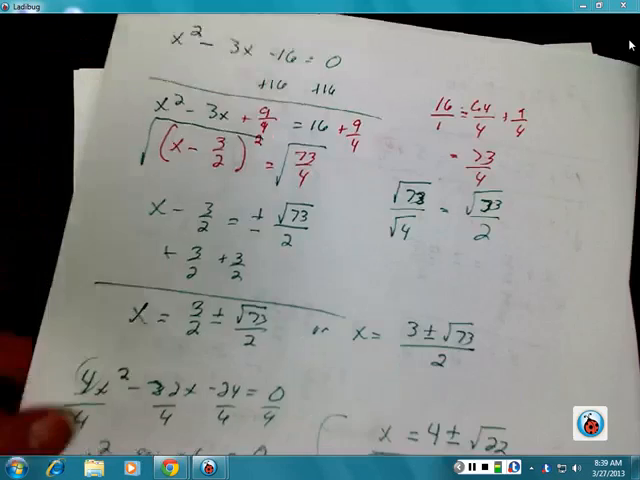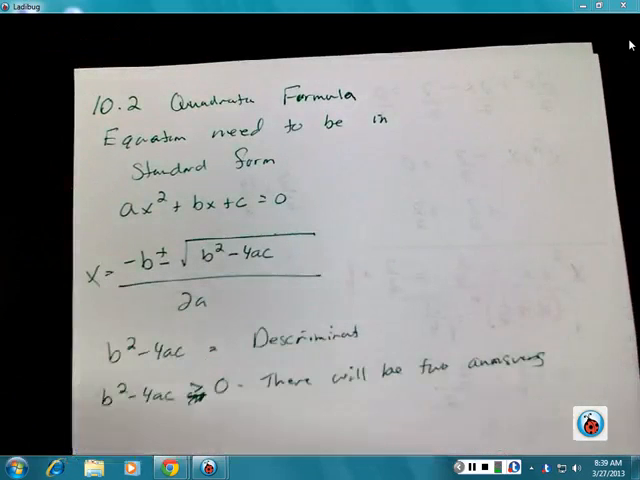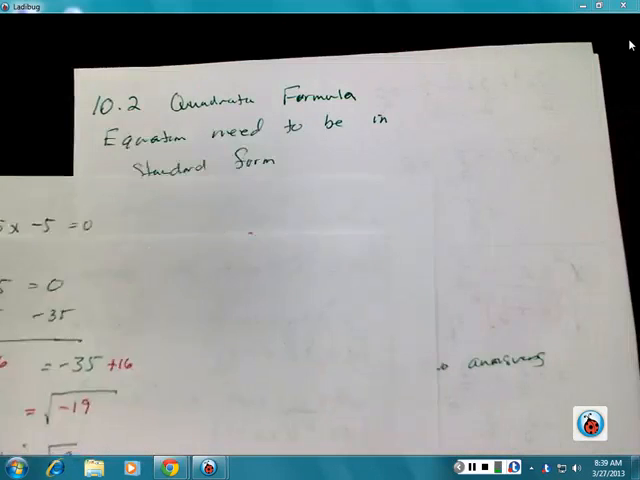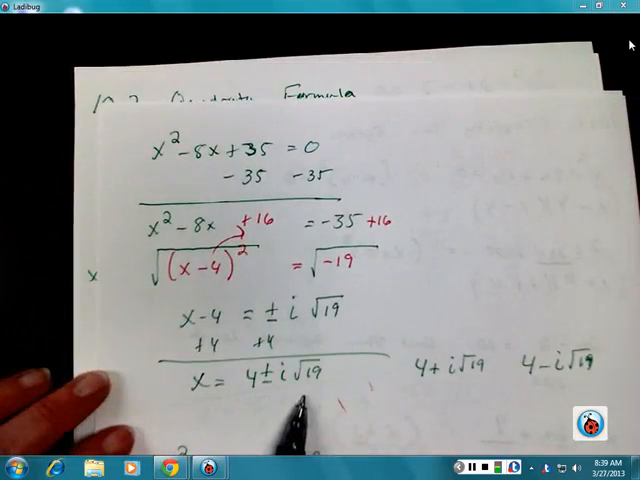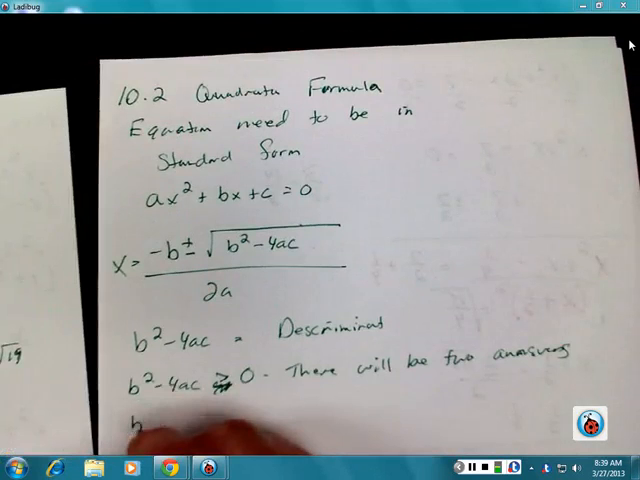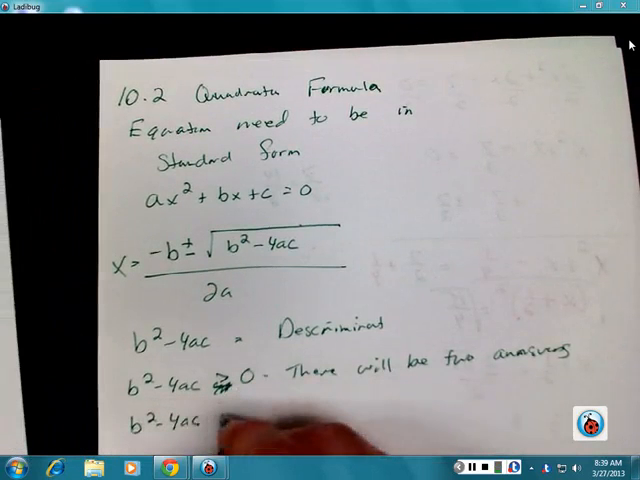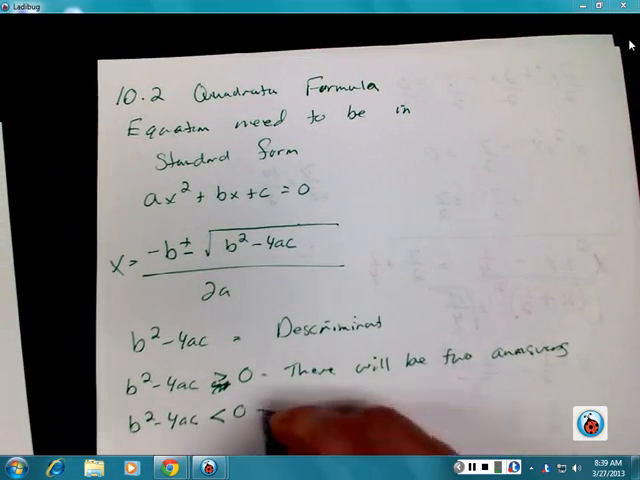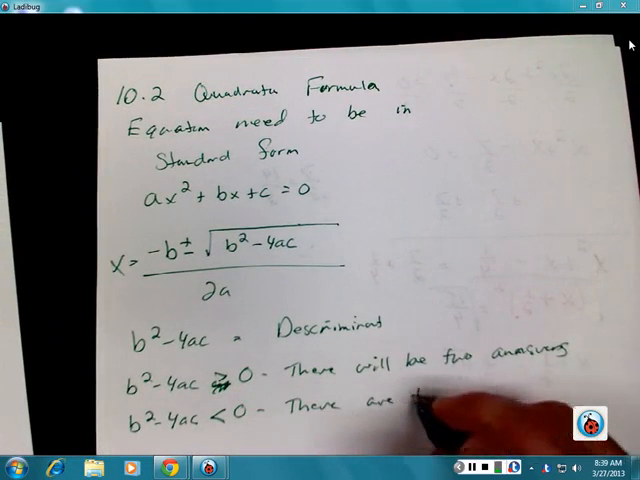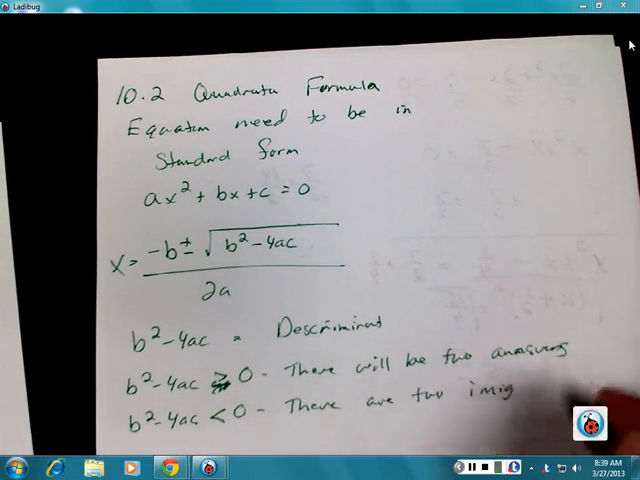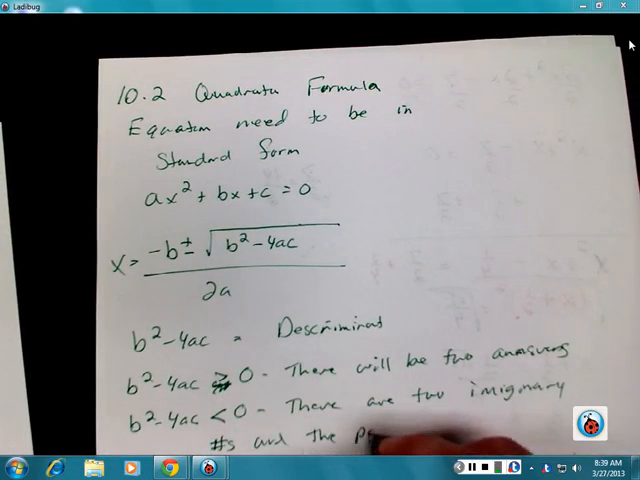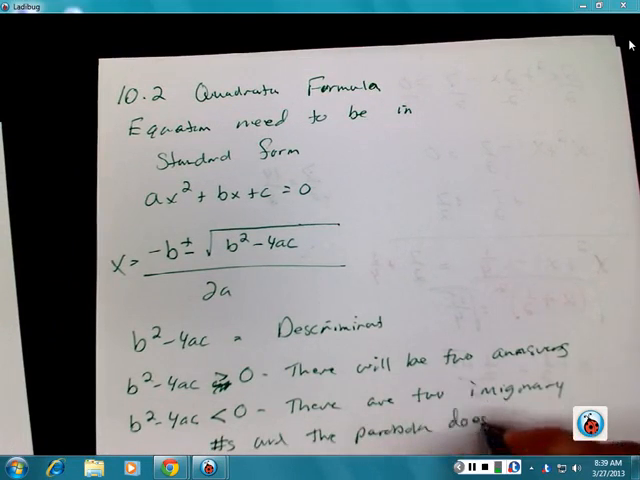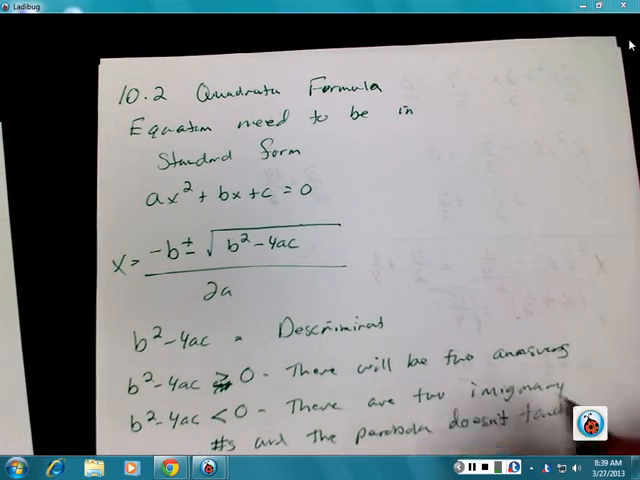If it were imaginary, and that's kind of how we started this whole thing out, if it were imaginary, it never touches x. So, in this case, if b squared minus 4ac is less than 0, there are two imaginary numbers, and the parabola does not touch the x-axis. So it's kind of floating.